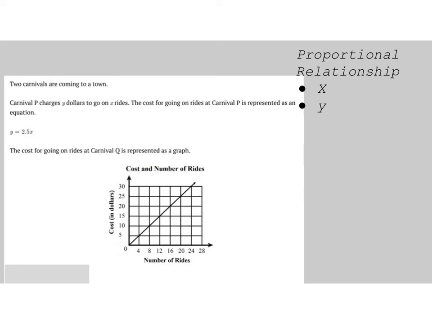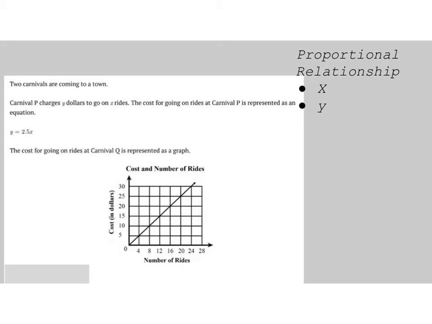Let's take a look at this one. Now we have two carnivals charging y to go on x rides. This is kind of like, well, which one do we want to go to? There's one over at Northfield, and there's one down at Southlands. A couple of carnivals. Which one do we want to spend less money on and go on more rides? It's pretty good.